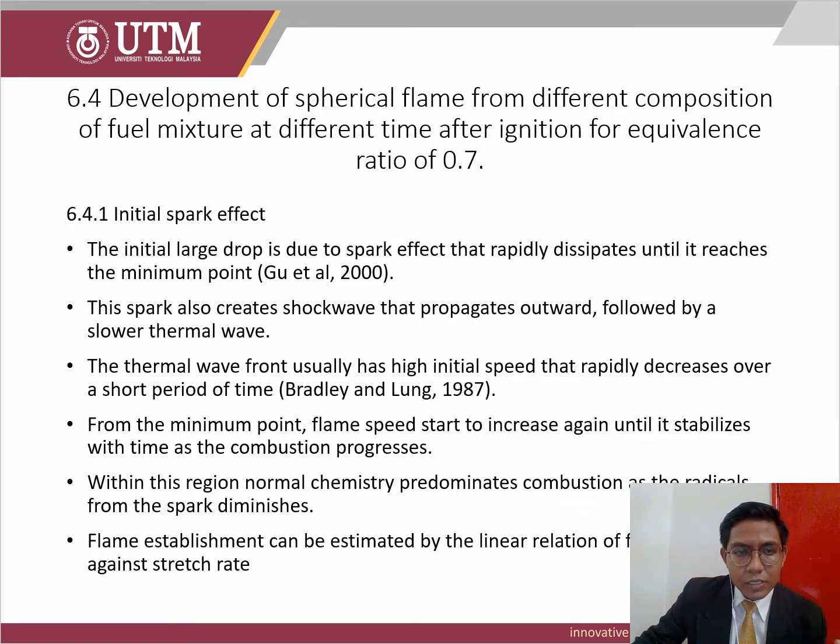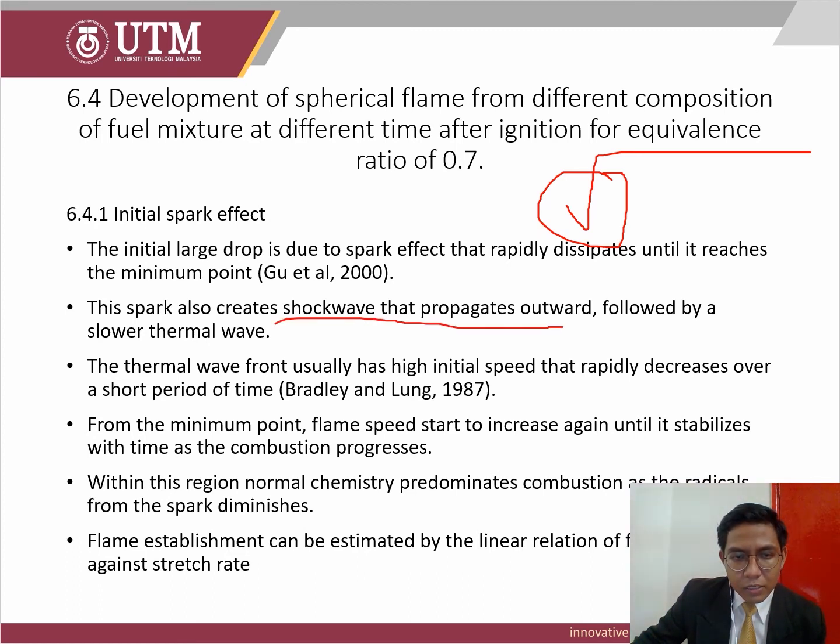So this is the initial spark effect, which can be shown previously as the lower minimum point occurring during the initial flame combustion. This large drop is created by the shock wave propagating outward, followed by a smaller thermal wave. The thermal wave front usually has a high initial speed that rapidly decreases over a short period of time.